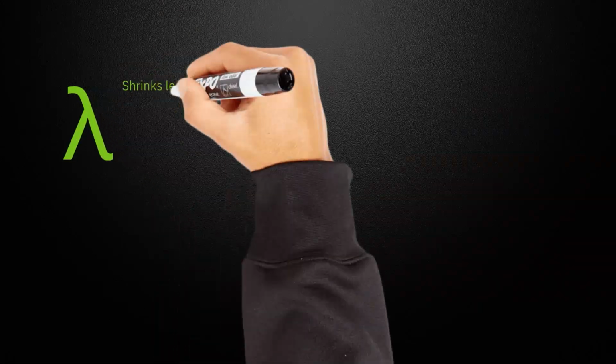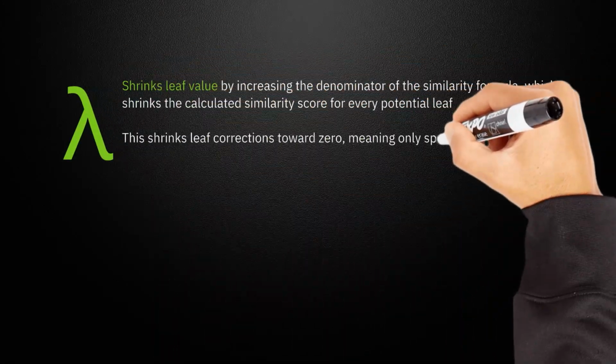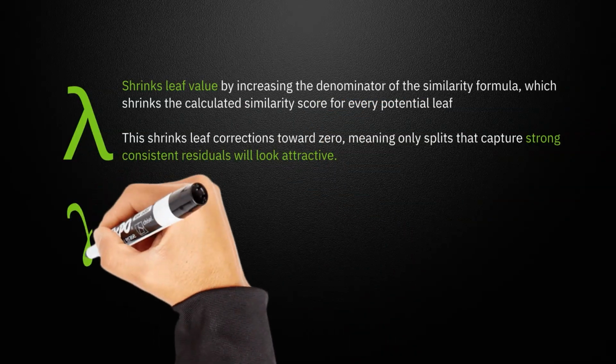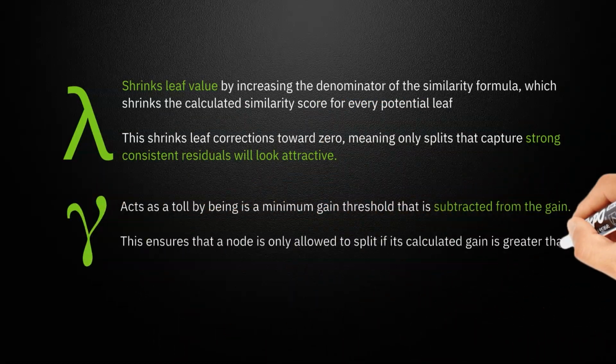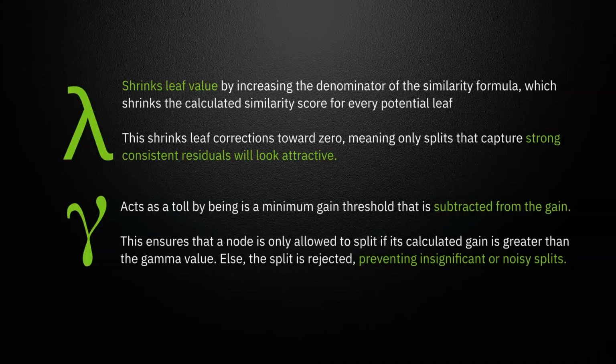The idea is that lambda shrinks leaf corrections towards 0 and gamma charges for making a new leaf. Together, they discourage tiny, noisy splits and keep the tree modest.